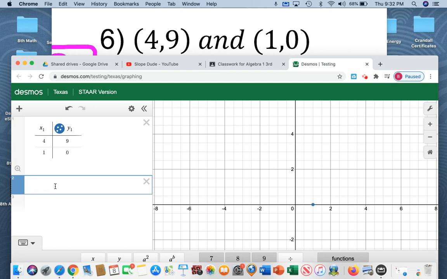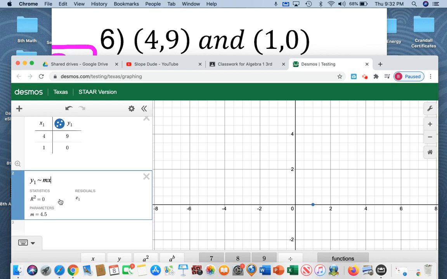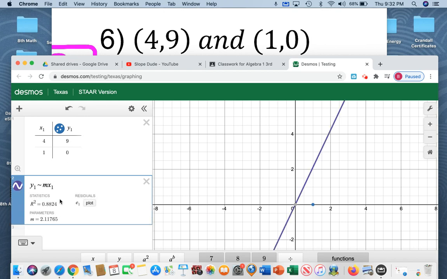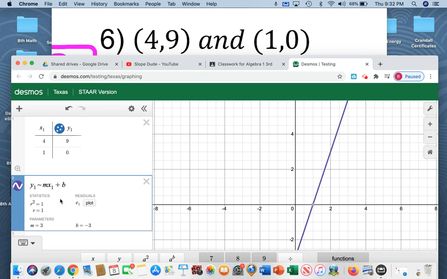Then down here, you're going to say y, and if you type 1, it'll automatically lower it down like that. You're going to put that little squiggly thing. You press the shift button for it, and then m x1 plus b. And if you notice, there's all this stuff, stats, and we really don't have to deal with that right now. We're going to talk about R here in a little bit. But if you look at these parameters, it has m equals 3, b equals negative 3. So it not only tells you the slope, it tells you the y-intercept.